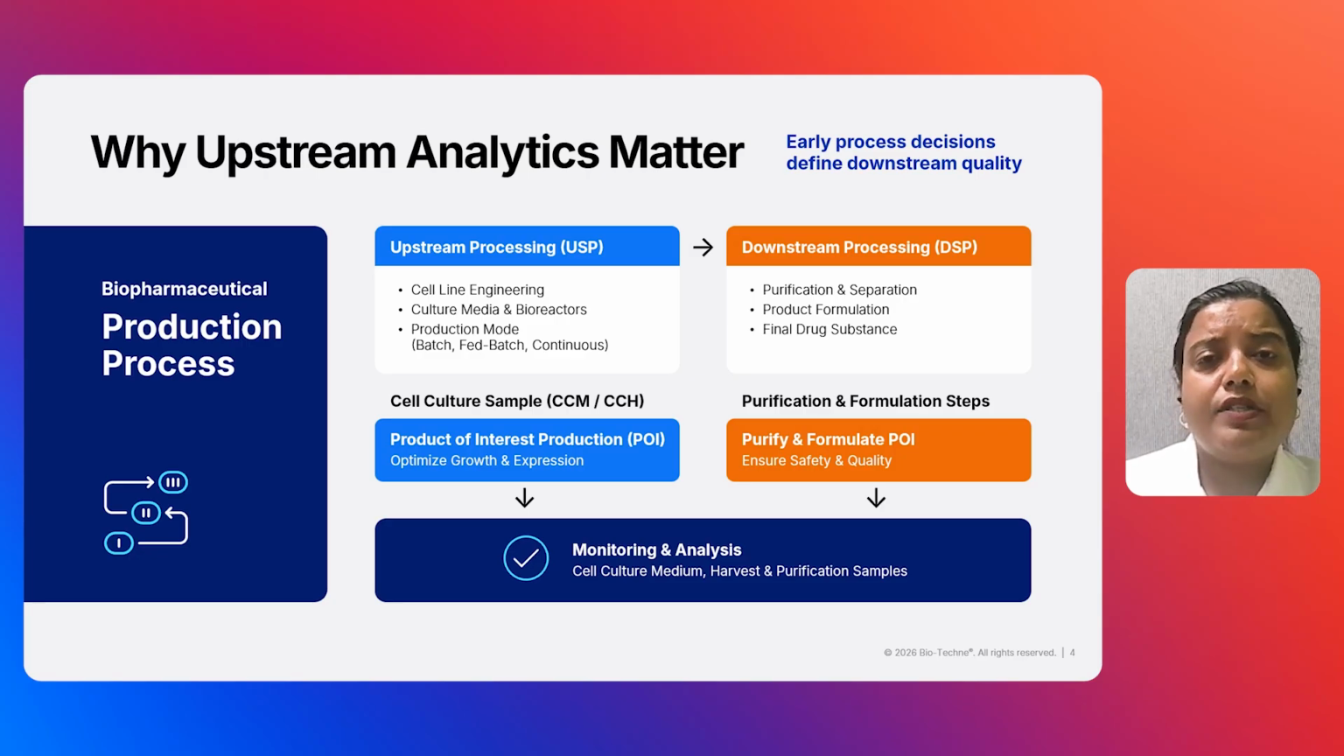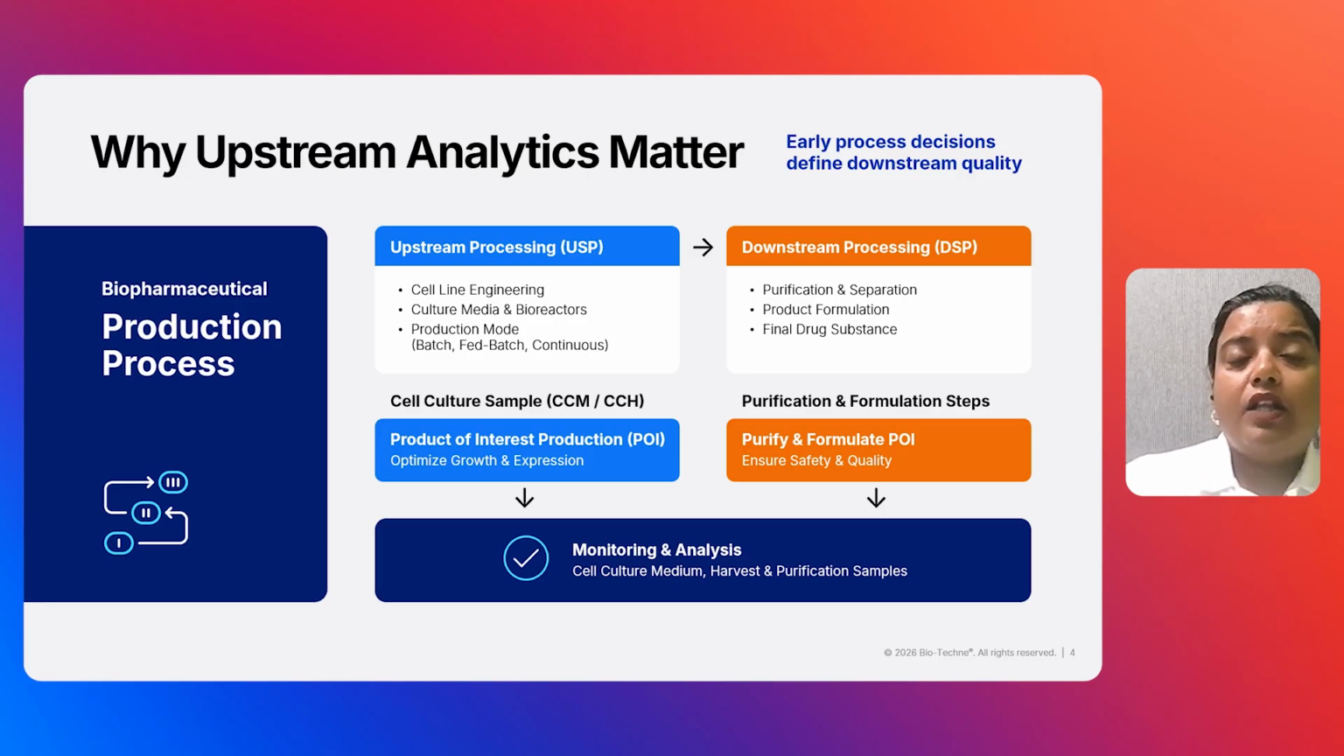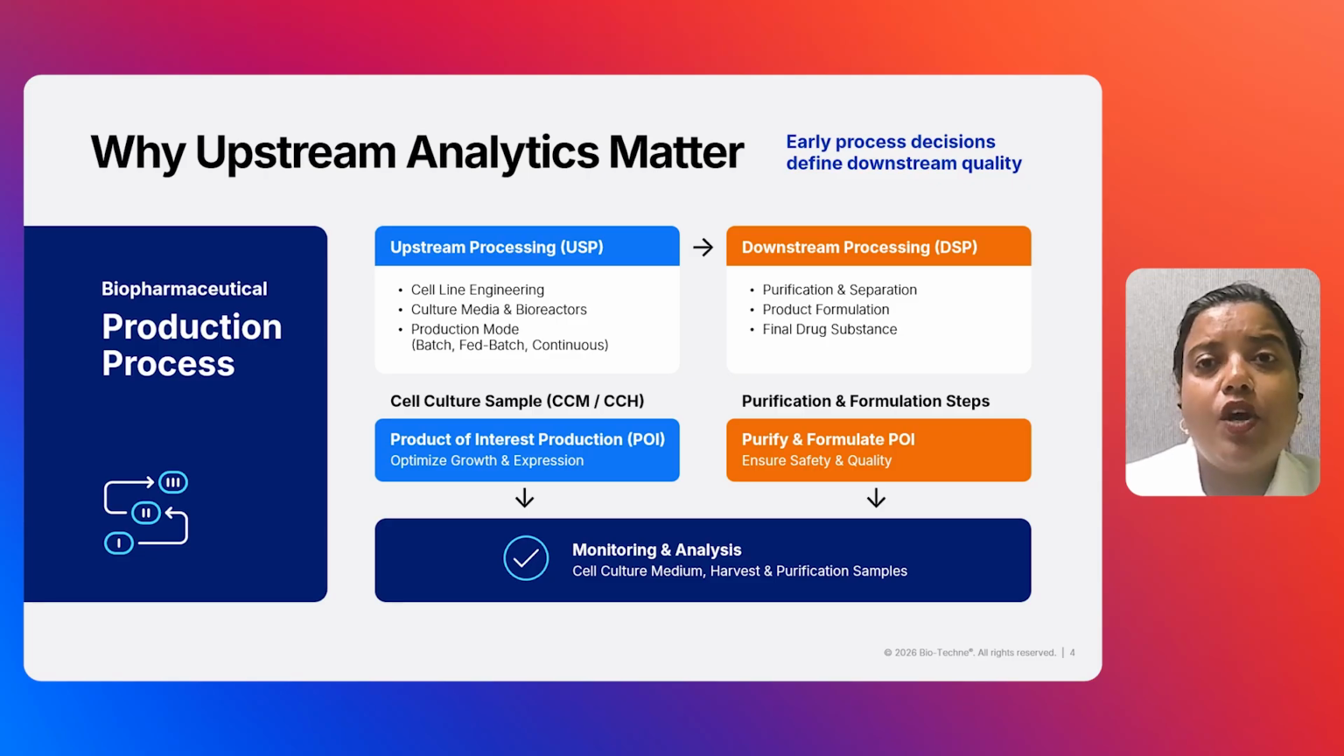These choices directly influence how the product of interest is expressed and modified. This is why early process decisions define downstream quality; attributes like charge variants, fragments, and overall heterogeneities are often established at this stage. Moving on to the cell culture sample and the production stage. At the cell culture stage, we are focused on optimizing growth and expression, but this is also the first opportunity to analytically monitor product attributes in the cell culture media or the harvest material.